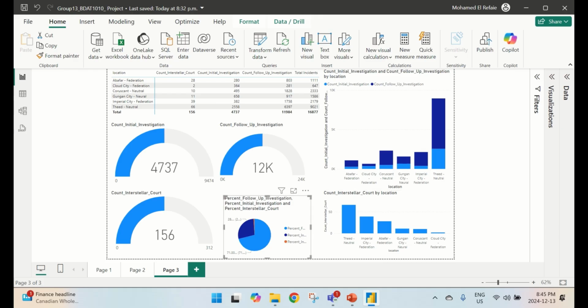In the pie chart down there, we can see the percentage of the follow-up is the dominant among the three types with 71%. The initial is 28%, and the court is less than 1%, with 0.92% of the total number of incidents.